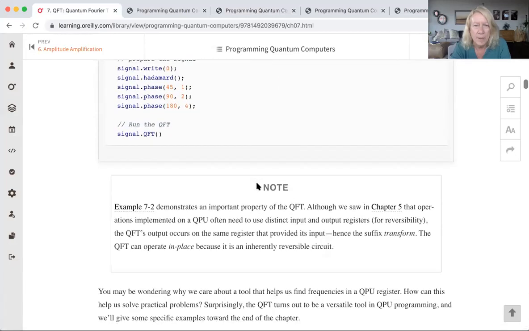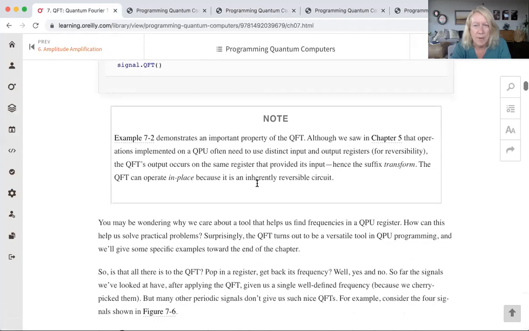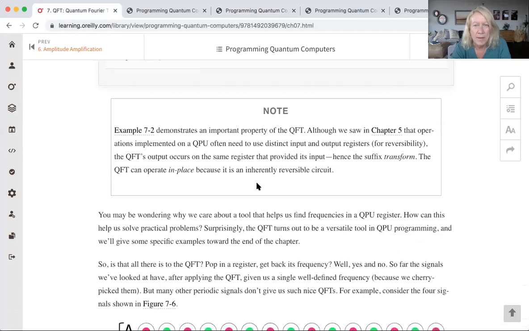So, we did that one. Operations often need to use distinct input and output for reversibility. QFT occurs on the same register that provides its input, so it's a transform, and it can operate in place because it's inherently reversible, which is the second part of this. The one thing I was thinking is some operations seem to require scratch qubits, and this does not. And I know from reading ahead and from other reading that that does affect the practical usability of the different operations.